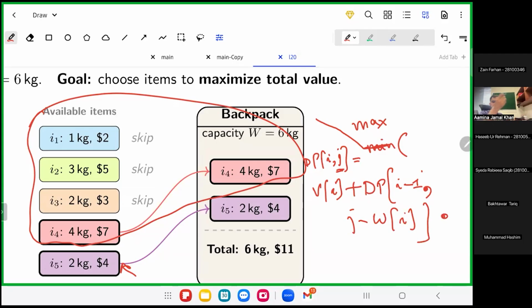The second part is, I think, simpler. In the second case, first of all, is this one clear? Is this clear that if I decide to pick I in my knapsack, my value is going to be this thing.